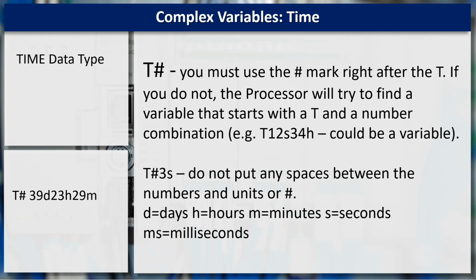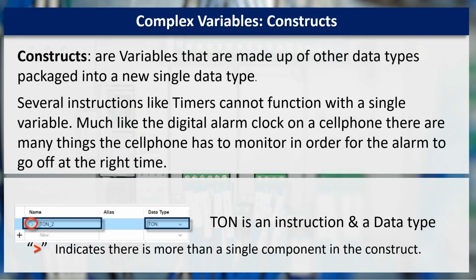We're now going to look at a new form of complex variable called constructs. Constructs are variables that are made up of other data types packaged into a single new data type. Several instructions, like timers, cannot function with a single variable. Much like a digital alarm clock and a cell phone, there are many things a cell phone has to monitor in order for the alarm to go off at the right time.